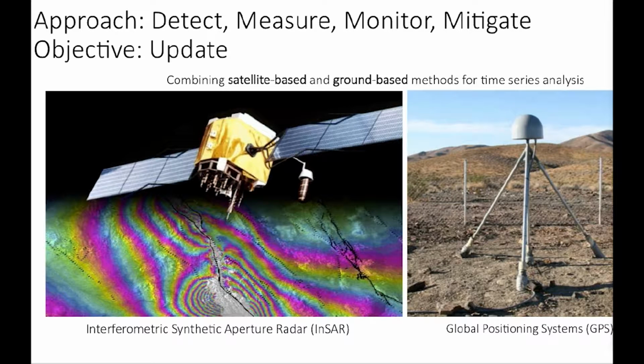And InSAR, most of you may or may not know, because this is UNAVCO, is a remote sensing technique that studies how elevation and surface displacement occur on the Earth's surface at the centimeter to millimeter scale. But GPS time series data helps validate these eyes in the sky, right, our satellite data, through interpolating that data and helping us to characterize this land subsidence even further.